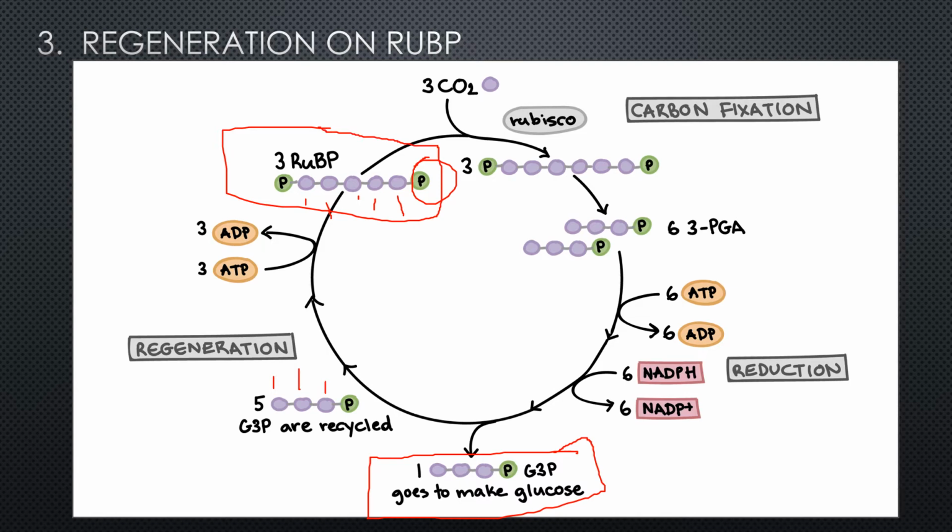So this cycle has accomplished that we've created basically a monomer that can be used to make glucose, which is extremely important for all living organisms. And we've recycled one of the reactants that we need to even start this reaction.